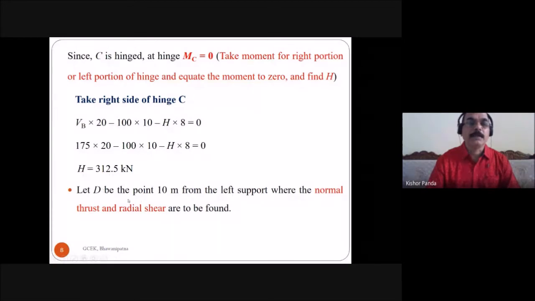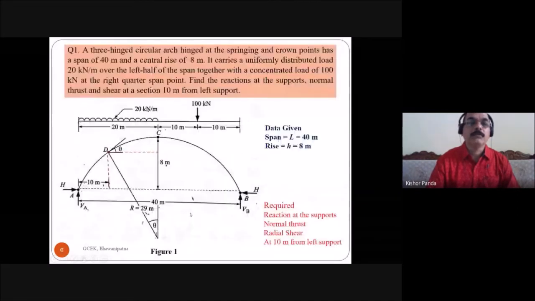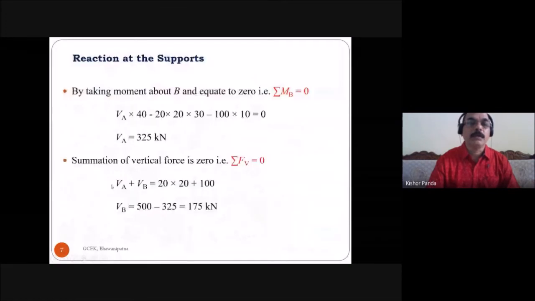Then take point D at 10 meter from the left support, where the normal thrust and radial shear are to be found. Here this is the point, and you have to find what is the normal thrust and what is the radial shear at a distance of 10 meter from the support A.